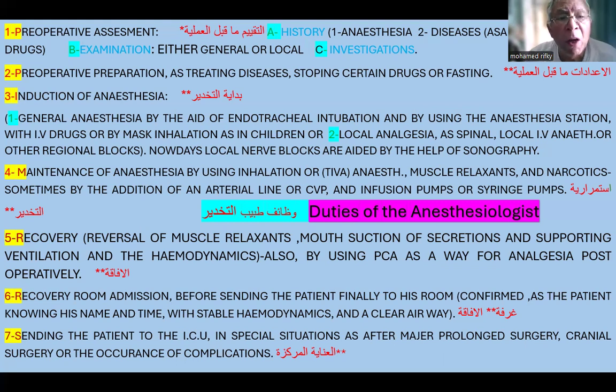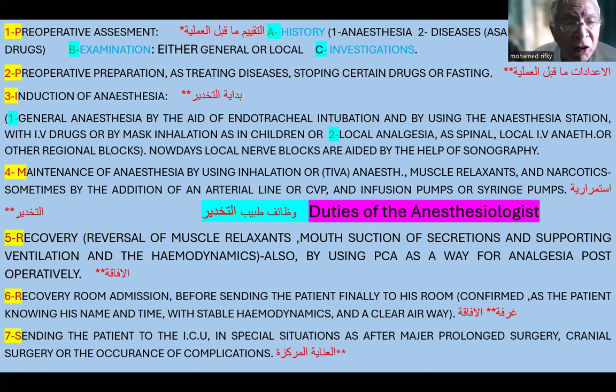The second item is preoperative preparation. Whenever the patient has a disease, he must be treated before. We must stop certain drugs, such as anticoagulants and monoamine oxidase inhibitors, 14 days before. And the patient ought to be fasting for 8 hours, or he can have clear fluids up to 2 hours before the operation.